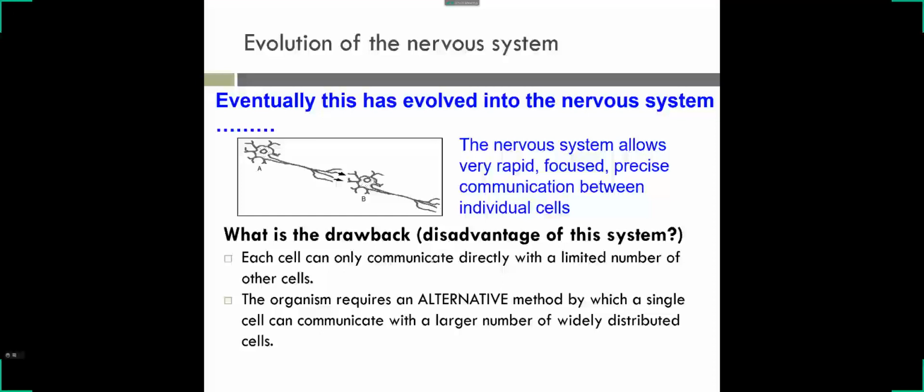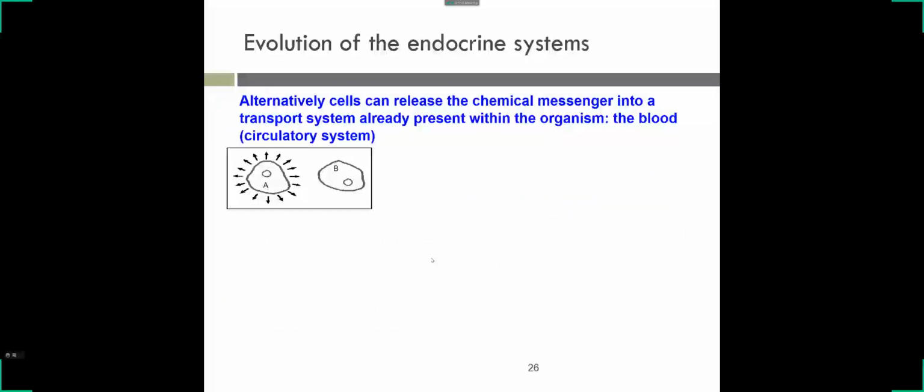So how am I going to talk to all the year 3 students or all of the biology students at Nanchang or all the medical students? So this is one of the reasons why the endocrine system was developed by the body. So an alternative system that the body uses is where cell A can release the chemical messenger into a transport system present within the organism, and that is the blood.